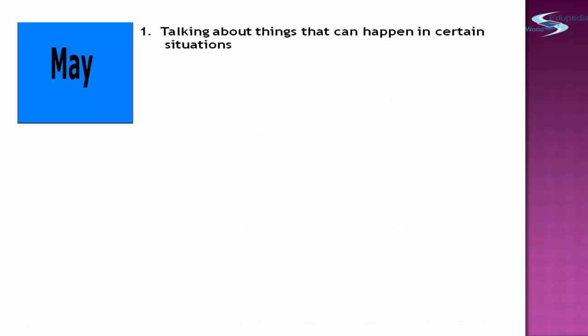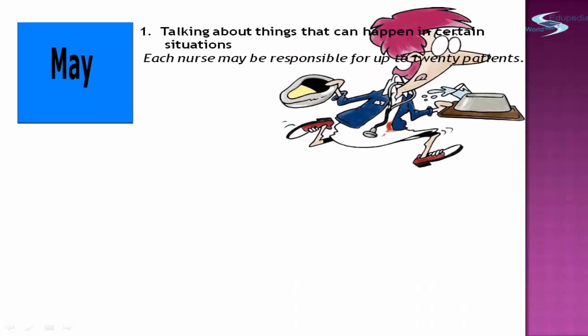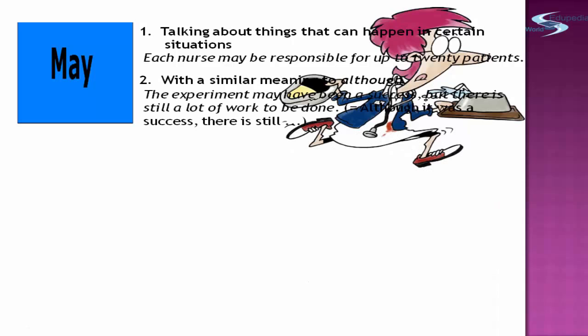Another modal verb is may. It functions for talking about things that can happen in certain situations. Each nurse may be responsible for up to 20 patients. The second, it can function with a similar meaning to although. The experiment may have been a success, but there is still a lot of work to be done. This sentence could mean also, although it was a success, there is still more work to do.